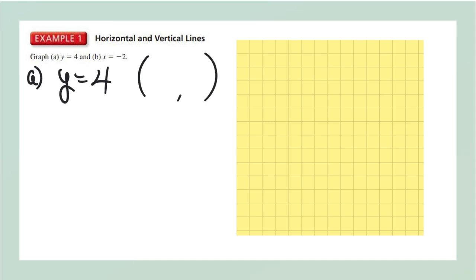No, we're in A. A equals 4. I'm sorry. We're in letter A, but y equals 4. So what will be y? 4. And what will be x? 0. That's it. So if we were to graph it, let's just graph it.